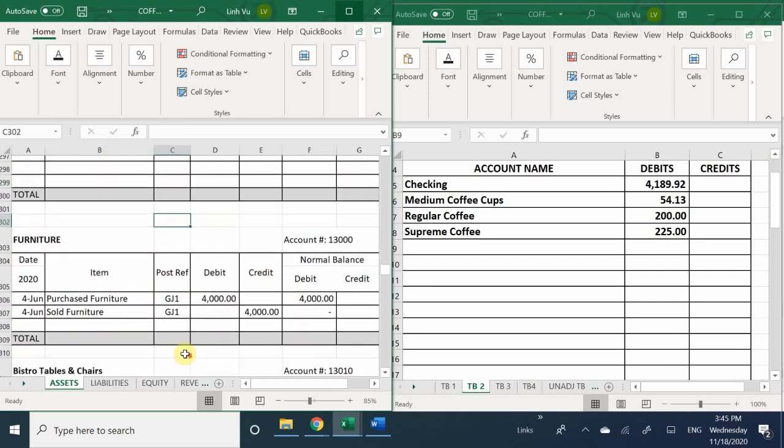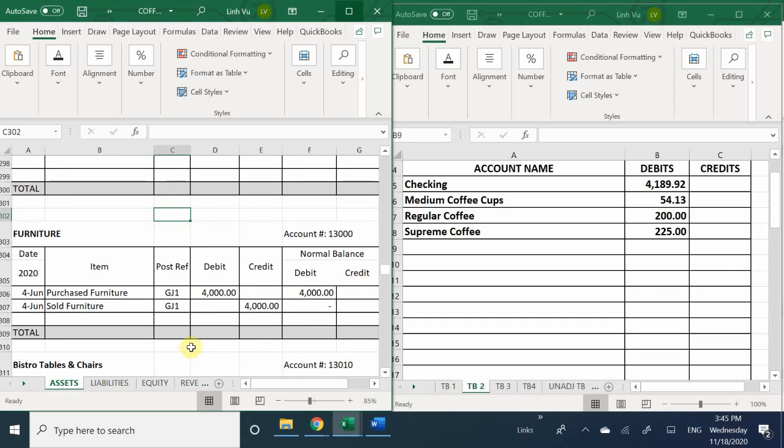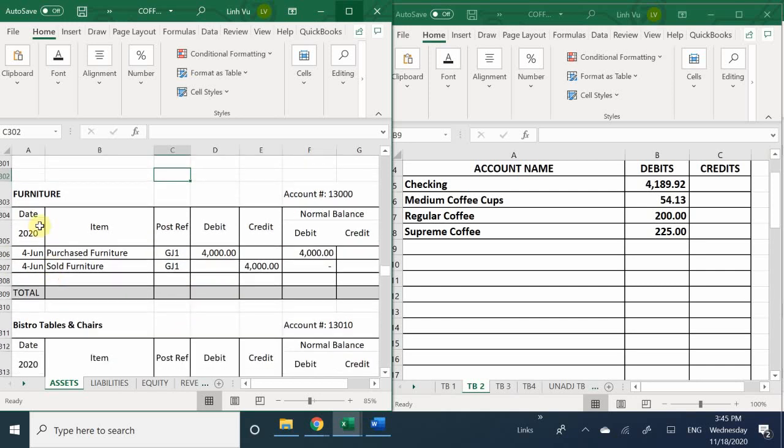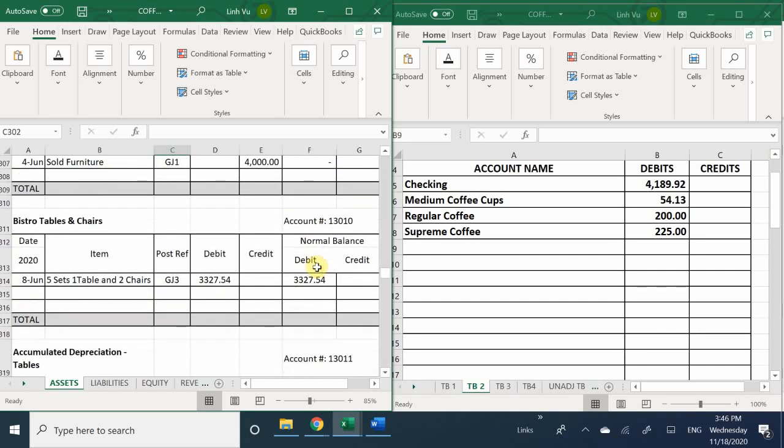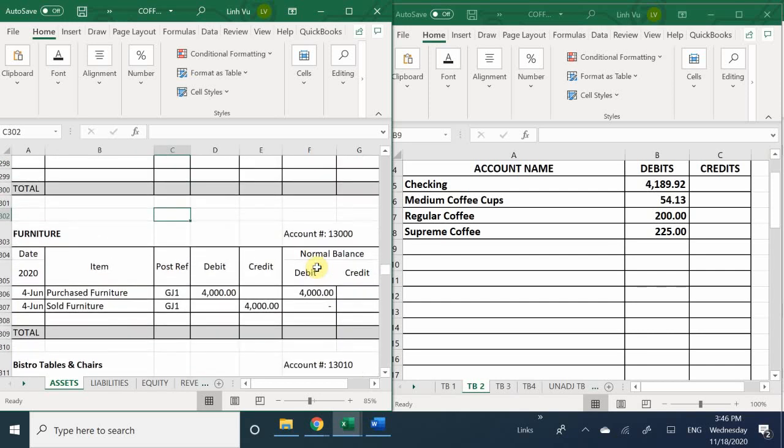So the next thing is furniture. Yes, we have furniture. Okay, but in this case, our furniture account is right now 0. So do we need to record it? No. We've already done it on the first one, right? Or no, we didn't.